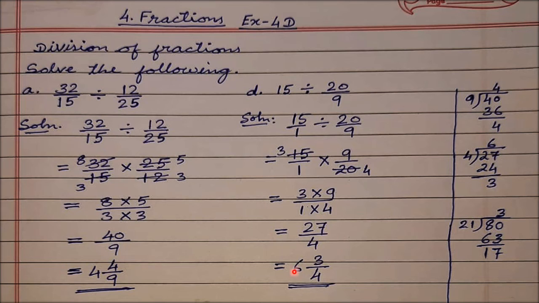So 6 whole, remainder is 3, so 3 by the divisor 4, or the denominator was 4, so 3 by 4. 6 whole, 3 by 4 is the final answer. So this is how we'll be calculating. Now let's see the other.